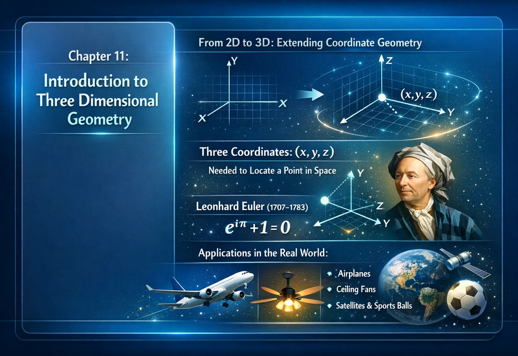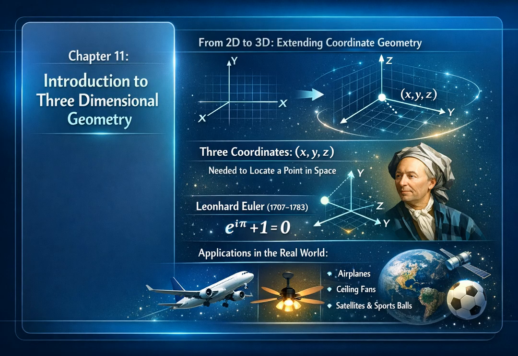Welcome to Chapter 11, Introduction to Three-Dimensional Geometry. While we've studied points in a plane using two coordinates, real life often requires 3 dimensions. Think of a ball thrown in space, an aeroplane flying, or a ceiling fan. All need 3 coordinates to locate.